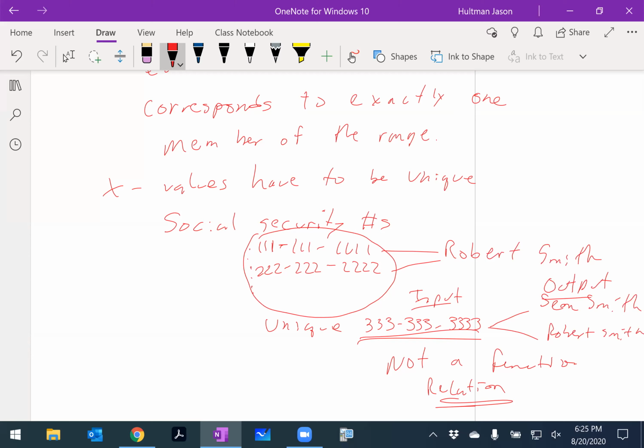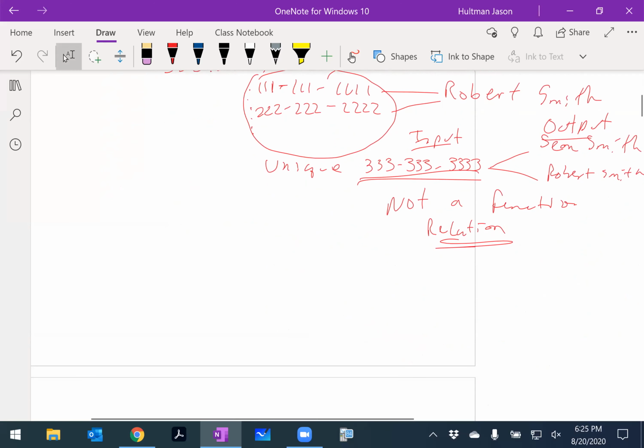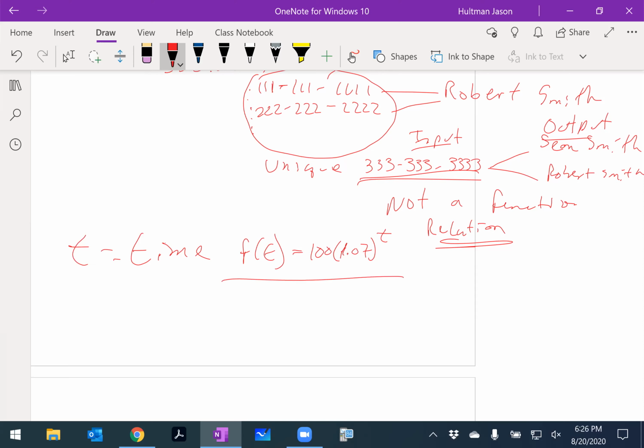Generally in this class, our unique input is time, and since we cannot go forward or backward in time, all of our domain values are unique. So if I said, what's f of t, when I have, say, 1,000 times 1.07 to the t power, is this a function? Yeah, because all the time values are unique. All the input values are unique.